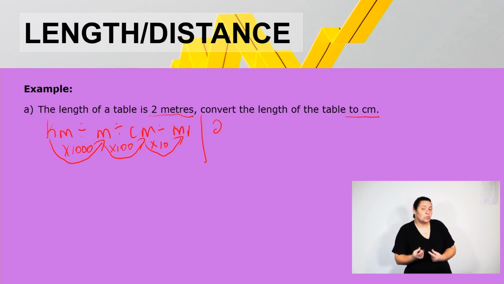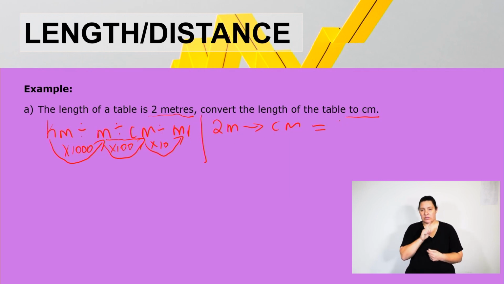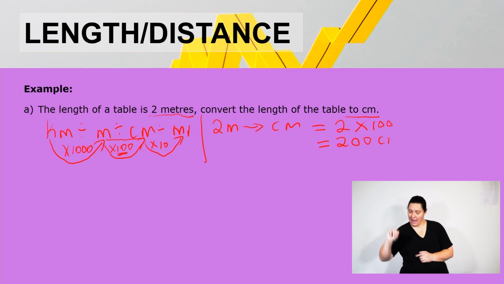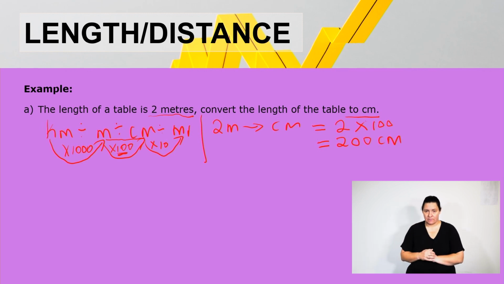We are required to convert 2 meter to centimeter. So let's check. We are from here going there. The rules say we must multiply. It means we're going to say 2 multiply by 100. It's easy, this one, everyone. I know you already know the answer. So it will be 200 centimeters.